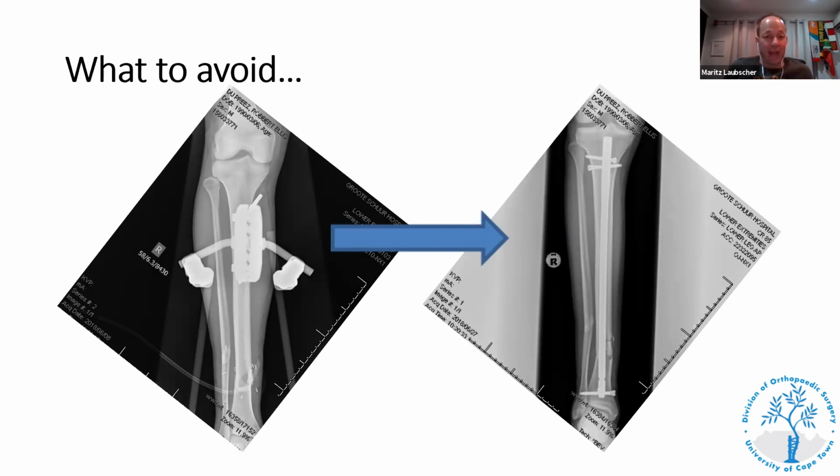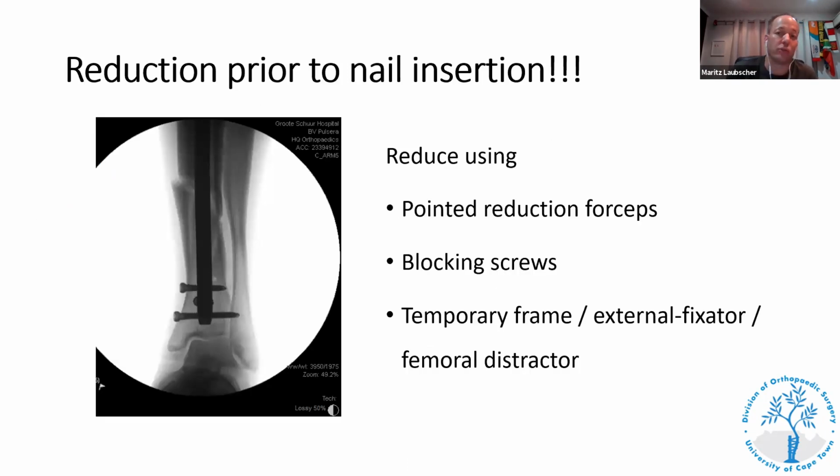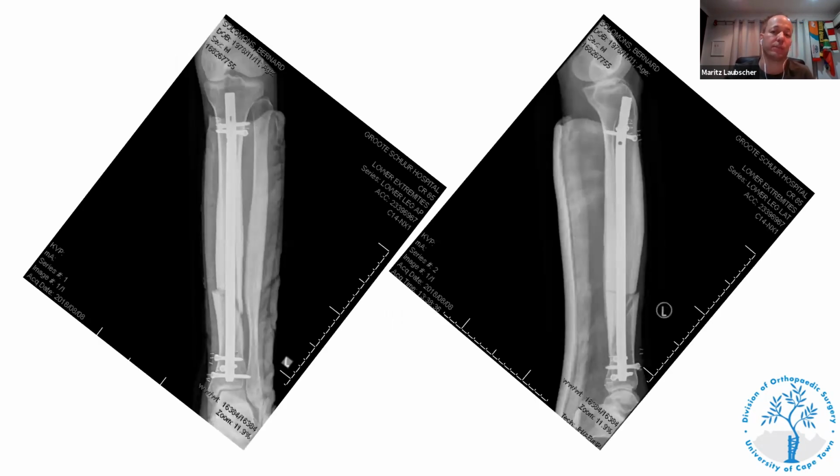So what to avoid with nailing? Well, you need to avoid malreduction. And how do you avoid it? You need to avoid that by reducing the fracture prior to nailing. There's a variety of techniques that can be used. You can use a simple percutaneous reduction, like with a reduction forceps. You can use blocking screws, or you can use a temporary frame or external fixation, or femoral distractor assisted reduction of the distal tibial fracture. But the important thing is that you need to have your fracture reduced before you insert the nail. It's not like a femur that will reduce as you insert the nail.